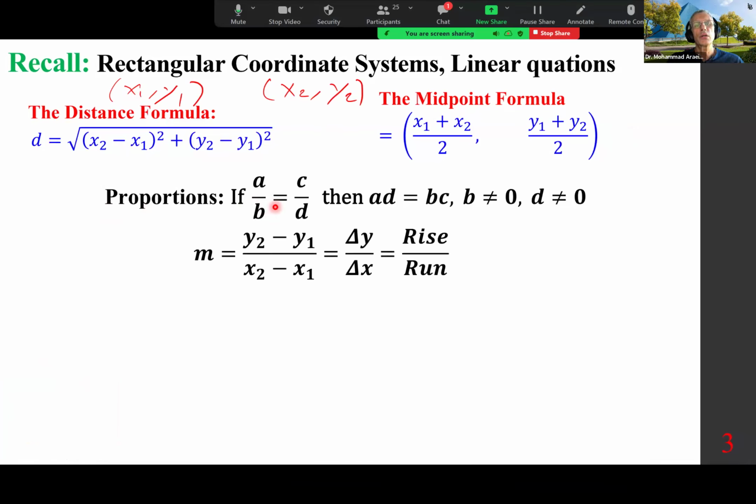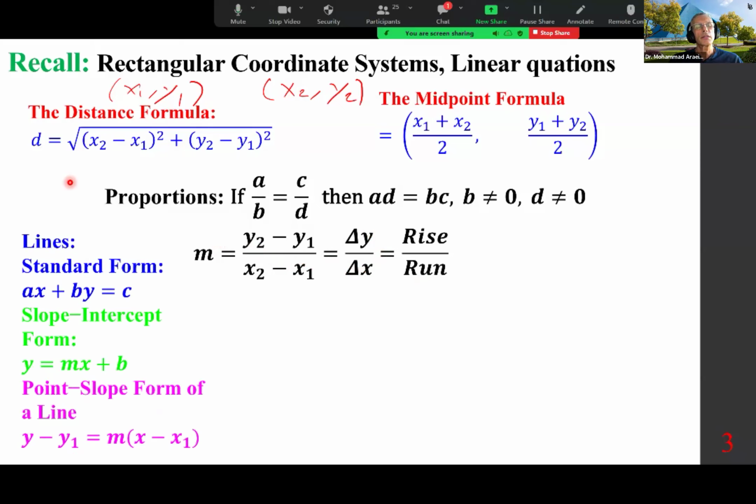Proportion: if a over b equals c over d, then ad equals bc, and of course the denominators can't be 0. Slope m is rise over run, delta y over delta x, so y sub 2 minus y sub 1 over x sub 2 minus x sub 1. Lines in standard form, we have ax plus by equals c, slope intercept form y equals mx plus b, and point slope y minus y1 equals m times x minus x sub 1.